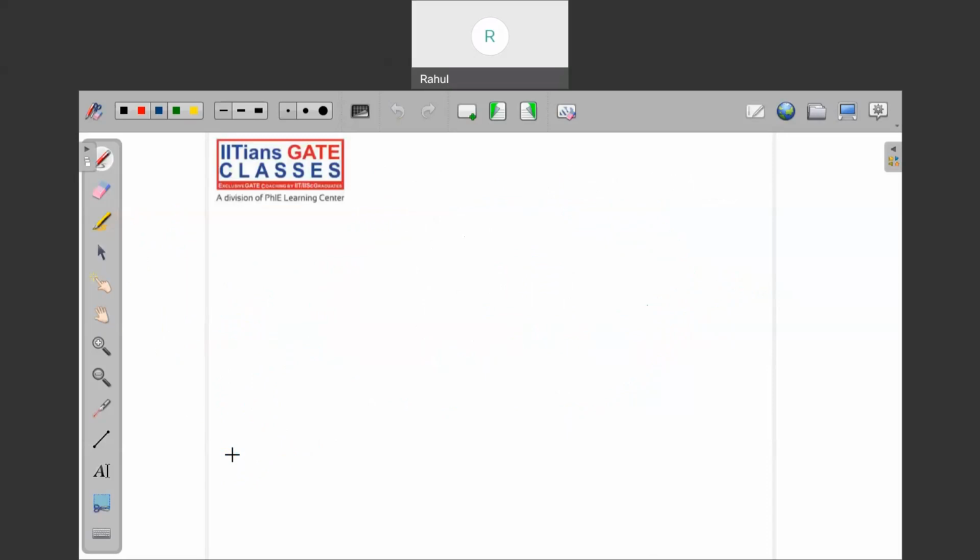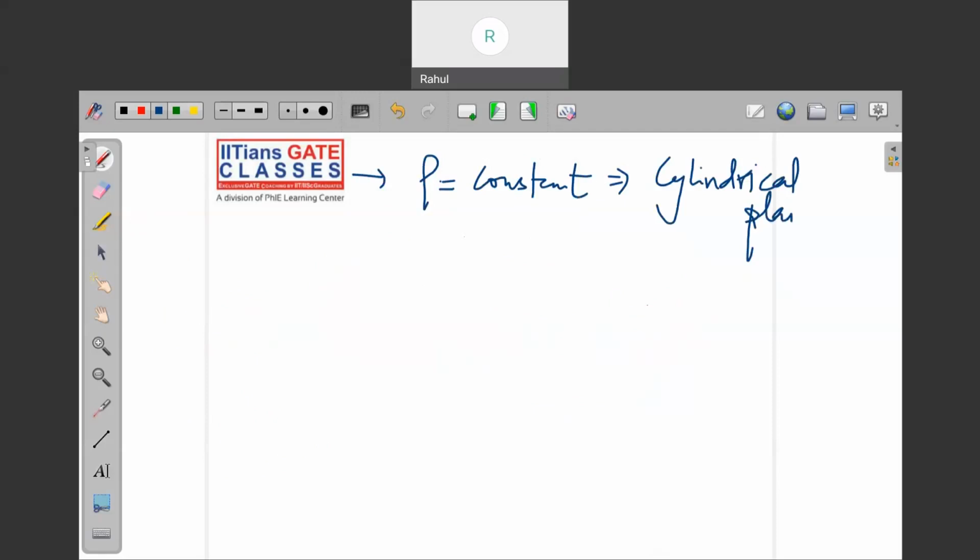And if I am going to fix the rho, suppose rho is constant, from here also a question you can expect. If rho is constant, what you are going to get here is the cylindrical plane, whose cross section is a circle.